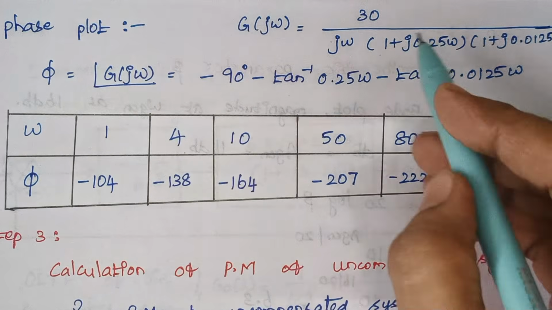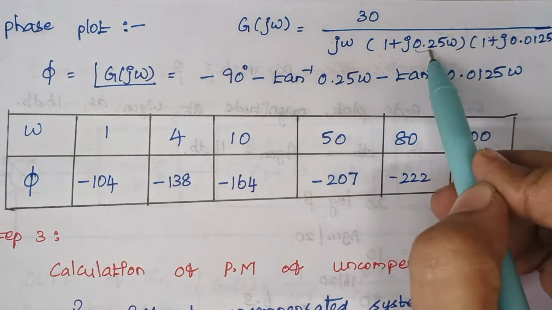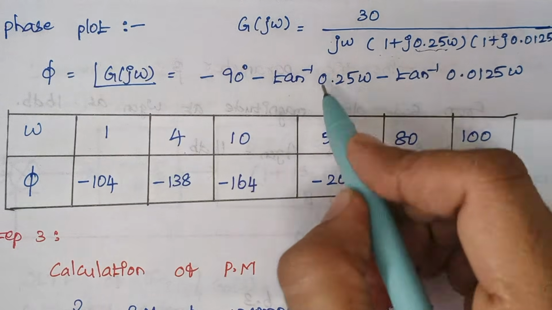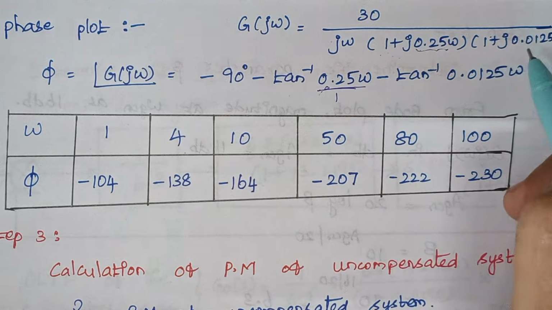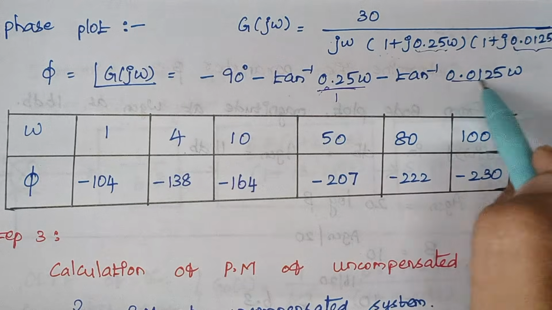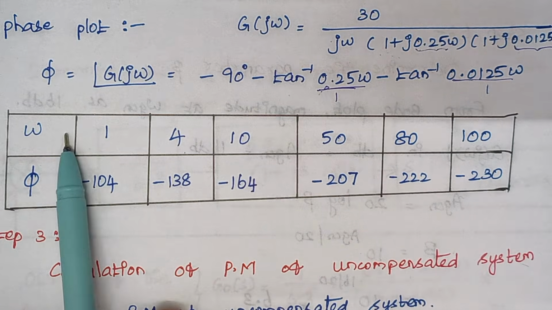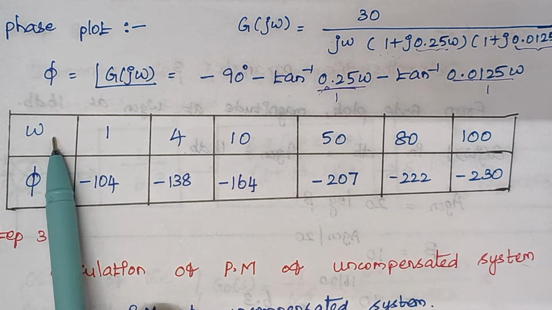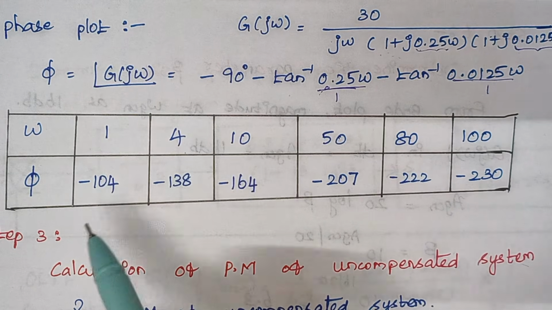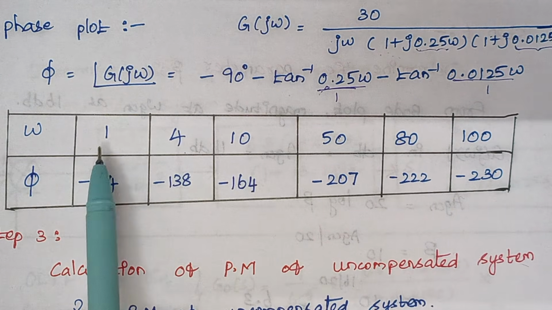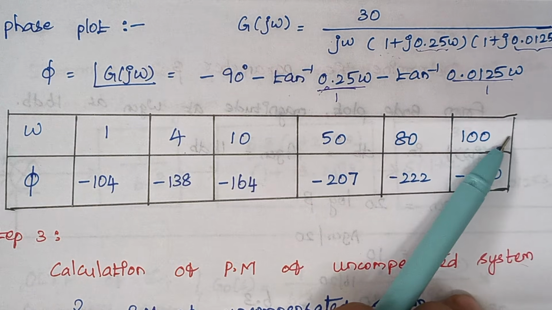And again here the general format is tan inverse of the imaginary coefficient. Here the imaginary coefficient is 0.25 divided by the real term 1, so 0.25 omega by 1, and here 0.0125 omega by 1. And next again we have to find different values of phase angles for different omega values. So it is a must to include the values which we considered for magnitude. For magnitude we have taken 1, 4, then 80 and 100.